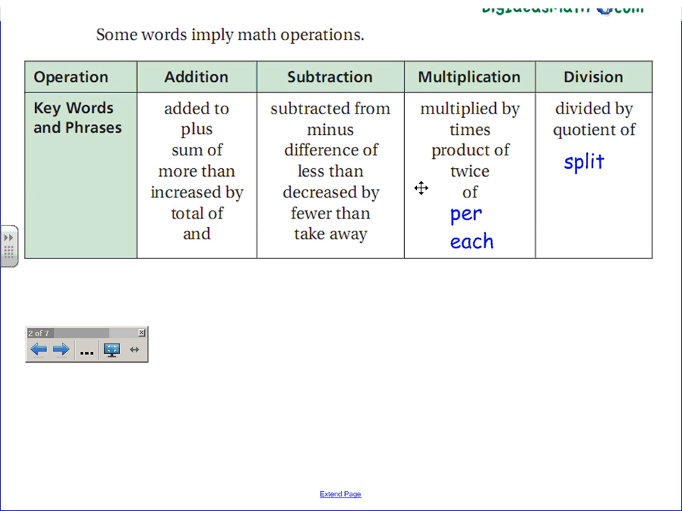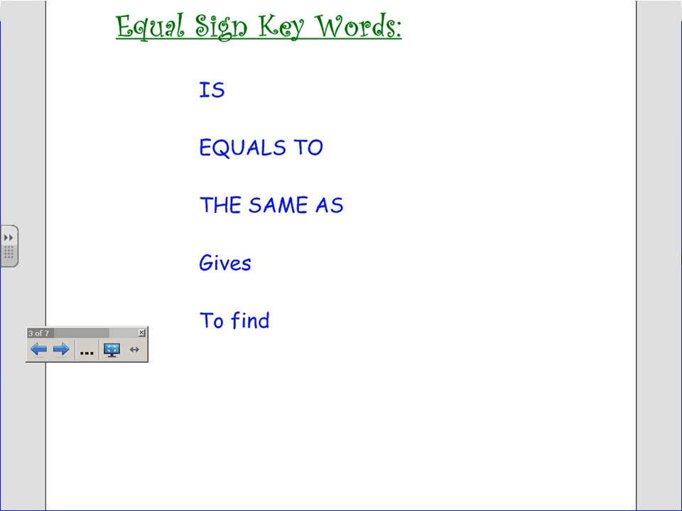Some of the keywords that you don't hear as often are per, which means you're going to multiply, and each, which also means multiply, and split means division. Some other keywords that we need to know are for the equal sign. When you see these words, it usually means equal. The word is in math means equal. Equals to means equal. The same as, gives, or to find. Those all are clue words that mean equal.